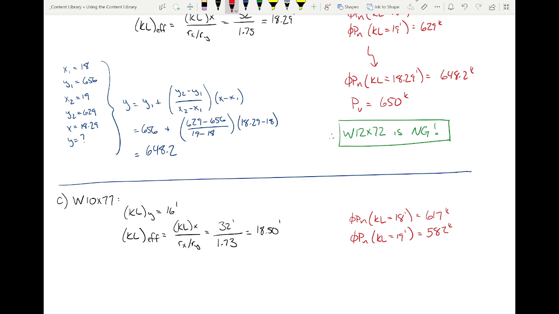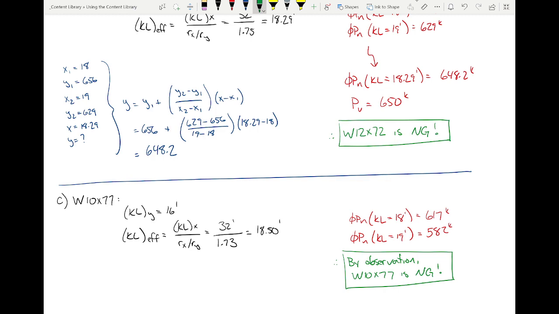It's not enough, right? Was it worth doing the math to check the section? You bet, because if it had worked, it would have been lighter than the W14 by 82. But does it work? No, right? So what I would say here is, by observation, this is no good.